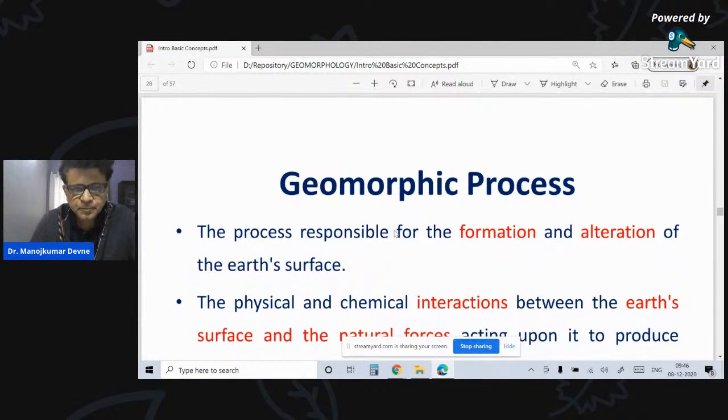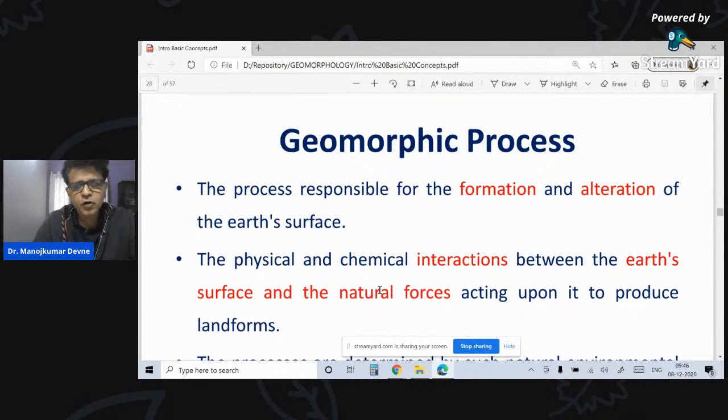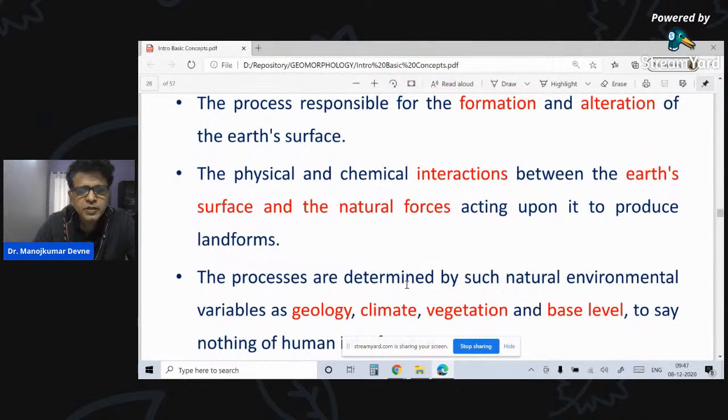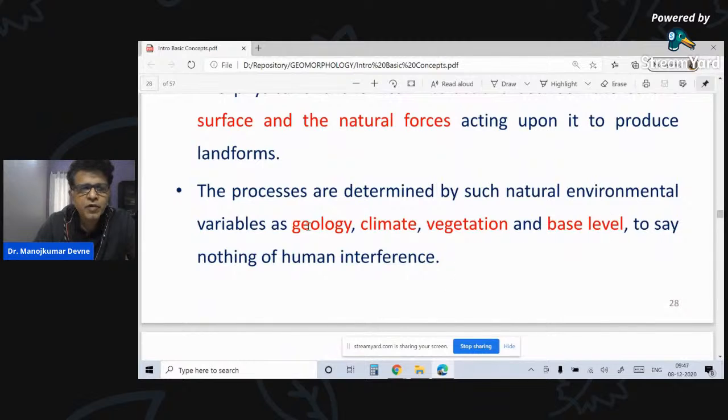Geographic processes. Geomorphic processes include formation and alteration of the Earth's surface. Formation is the structure, alteration is the process, if we need to compare this statement to what Davis had to say about the physical and chemical interactions between the Earth's surface and natural forces acting upon it to produce landscape or landforms. The processes are determined by such natural environmental variables as the geology, climate, vegetation, and of course, most importantly, base level.